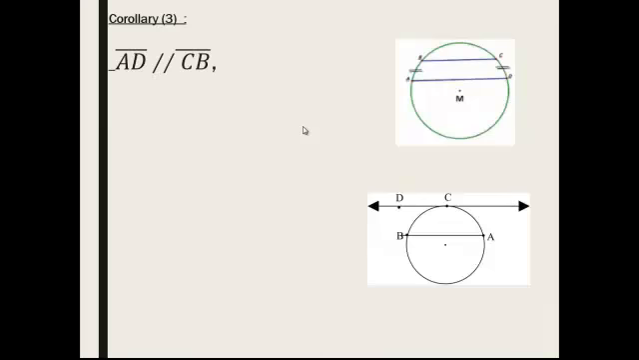I have parallel. If you have two chords that are parallel, chord AD parallel to chord CB, then the two arcs between them are equal in measure. Then the measure of arc AB equals the measure of arc CD.